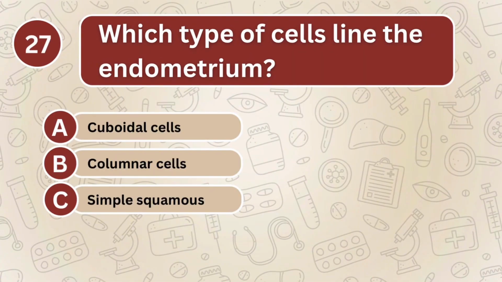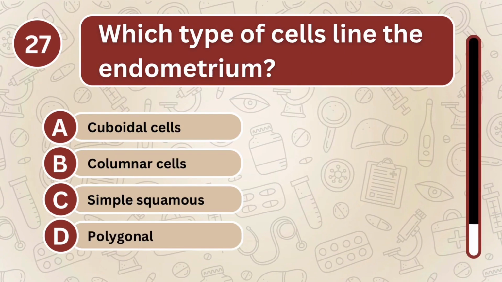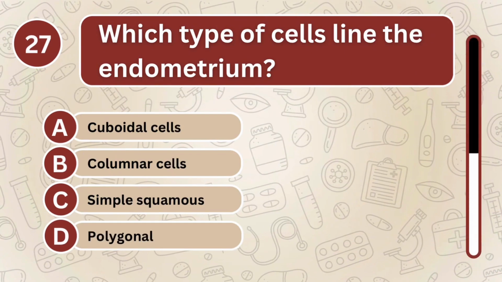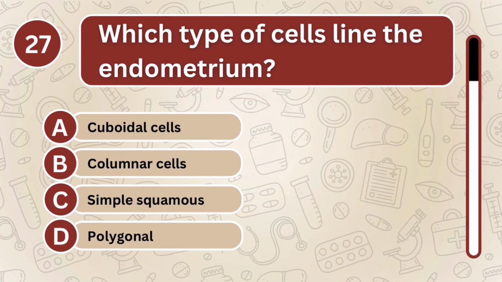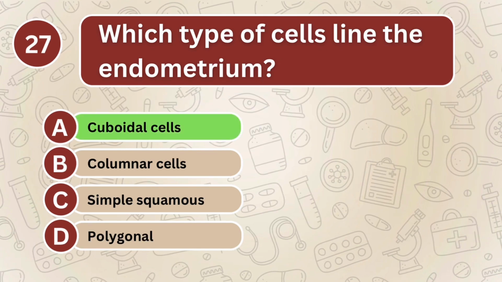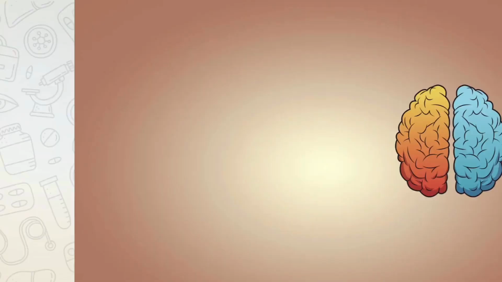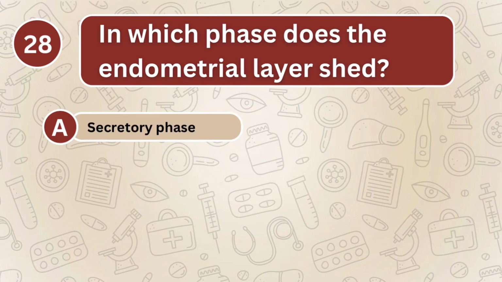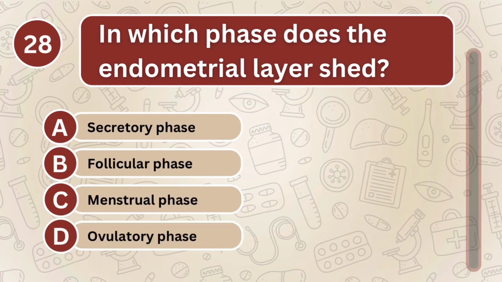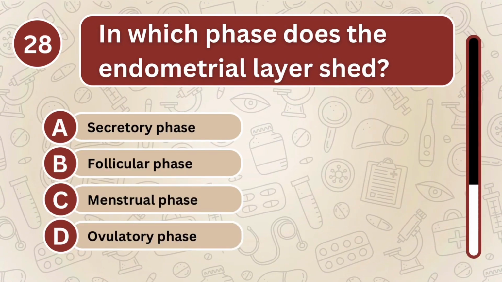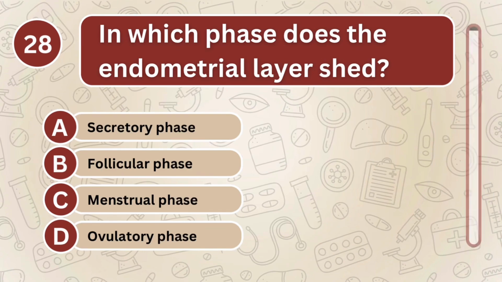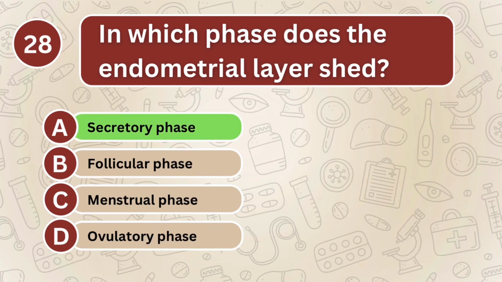Which type of cells line the endometrium? It's A. Cuboidal cells. In which phase does the endometrial layer shed? Correct answer is A. Secretory phase.